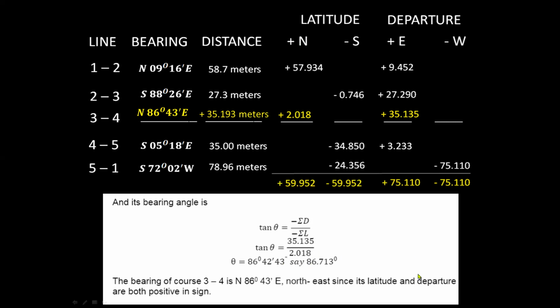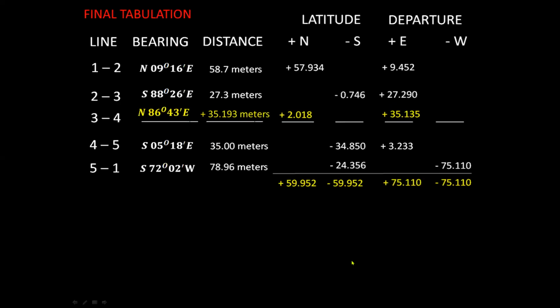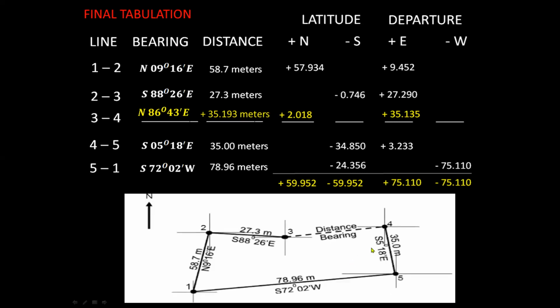So, ganyan lang naman kadali, no? The bearing of course 3-4 now is north 86 degrees 43 minutes east. Northeast, since its latitude and departure are both positive in sign. Ayan sila. So, walang kahirap-hirap. Finally, for our final tabulation, kumpleto na yung ating table and kumpleto na yung mga unknowns ng ating piece of land in our given drawing. So, given na yung distance, and nahanap na rin natin yung bearing ng ating kapirasong lupa.